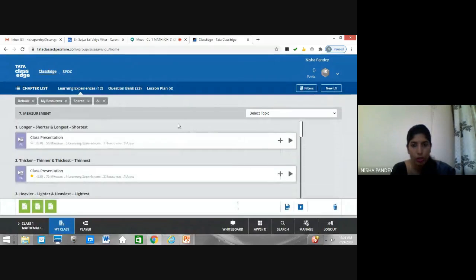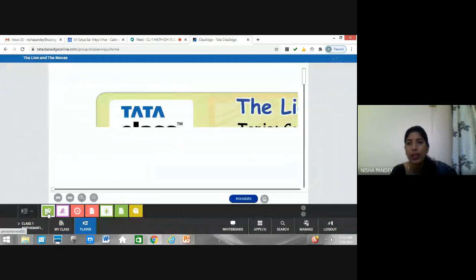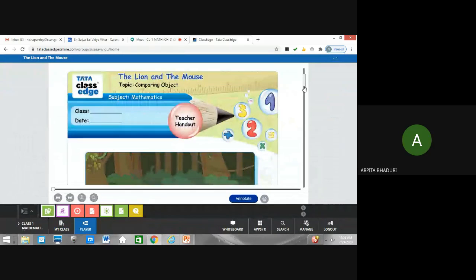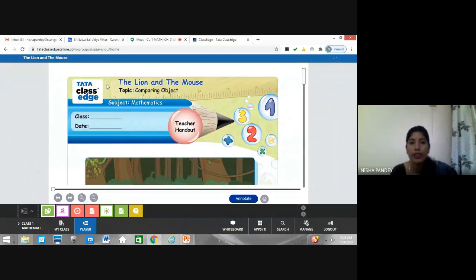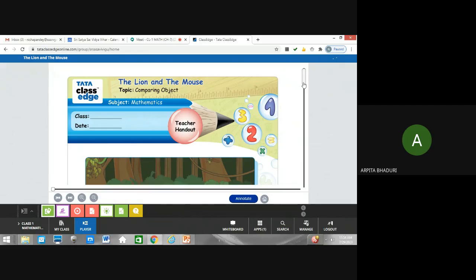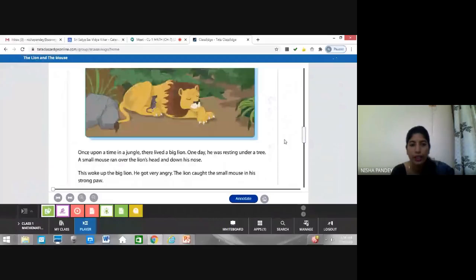Yes. So longer, shorter we have done. Now we'll see this one. Thicker and thinner. And thickest and thinnest. So again, we can see this worksheet is there. Can you see the Tata Edge worksheet, children? Yes, ma'am. Okay. So you can read this, the lion and the mouse. And what is the topic? Comparing objects. Right? We have to compare objects. So here, this is a story of mouse and lion, right?